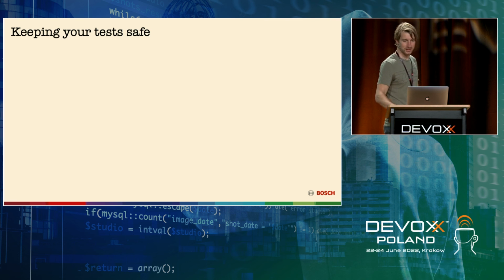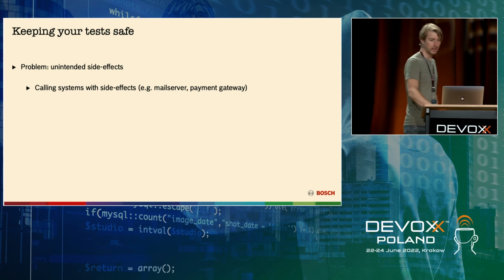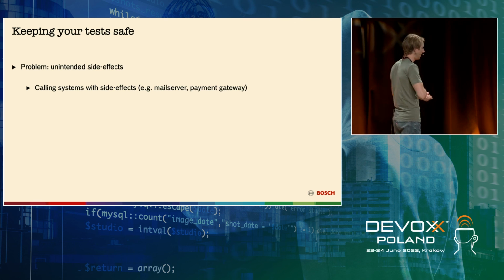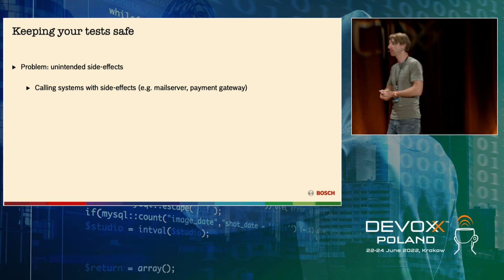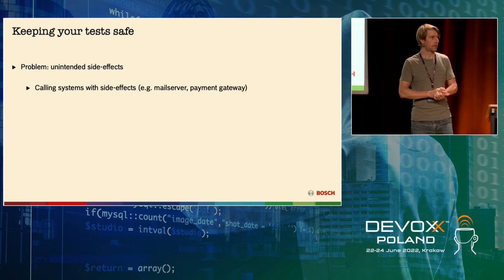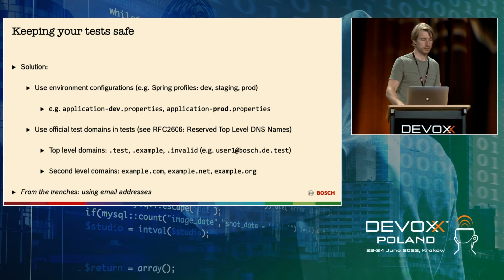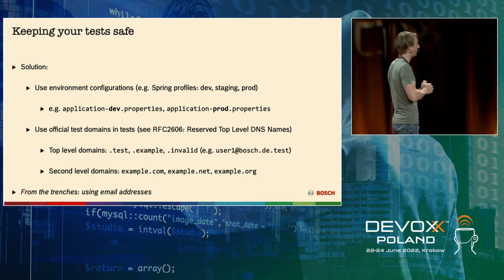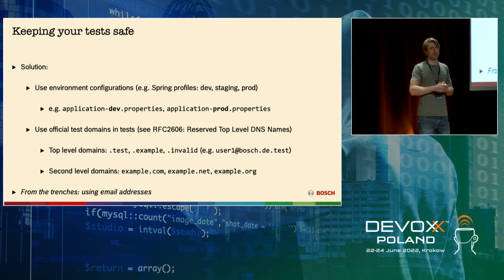Keeping your tests safe. Next big block, but a very, very short block. So sometimes in your tests, especially end-to-end tests, you might be calling external systems. Those systems might have side effects, like sending emails or invoking payments. So we need to take care that we don't do the wrong stuff here, right? That we don't talk to the wrong system.